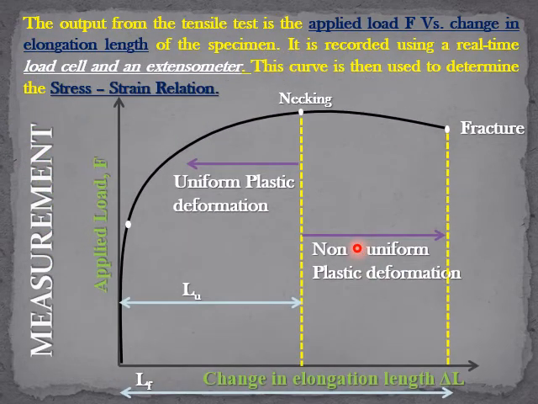So this is a plot between the applied load capital F and change in elongation length delta L. So we have two regions: uniform plastic deformation, which takes place before the necking point, and non-uniform plastic deformation, which takes place beyond the necking point. So once necking starts, it ultimately goes to the fracture point.